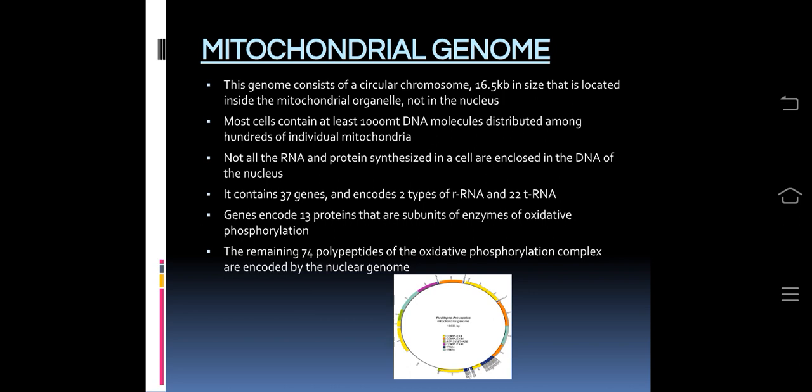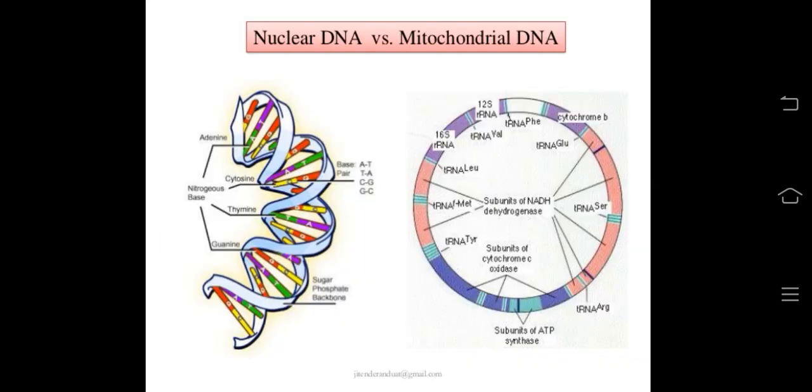Not all the DNA, RNA and protein synthesized in a cell are encoded in the DNA of the nucleus. It contains 37 genes and encodes 2 types of rRNA and 22 tRNAs. Genes encode 13 proteins that are subunits of enzymes of oxidative phosphorylation. The remaining 74 polypeptides of the oxidative phosphorylation complex are encoded by the nuclear genome. Nuclear DNA versus mitochondrial DNA.